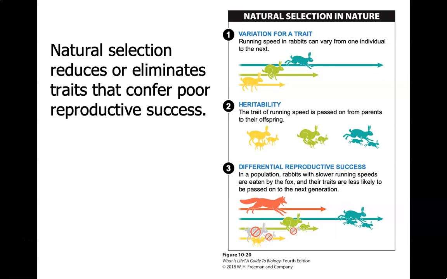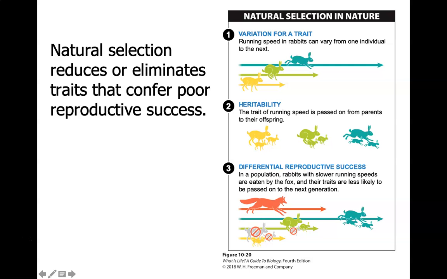So natural selection tends to work as a reduction or elimination process. So there will be variation for a trait. Some individuals will be more successful at reproduction because of that trait. So if we're looking at this rabbit speed here, some rabbits are fast, some are slower, some are kind of not slow at all, and they pass on this ability to run fast to their offspring. So we've got variation, we've got heritability, and then we introduce a predator.